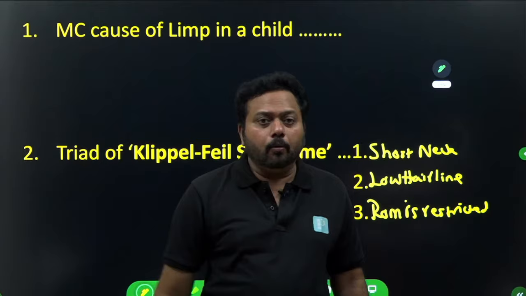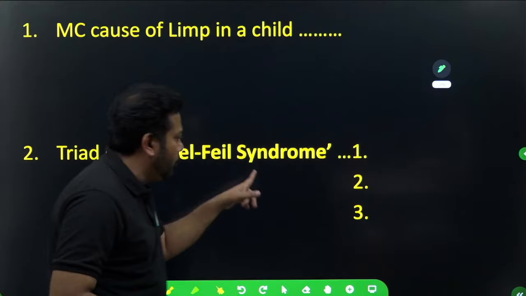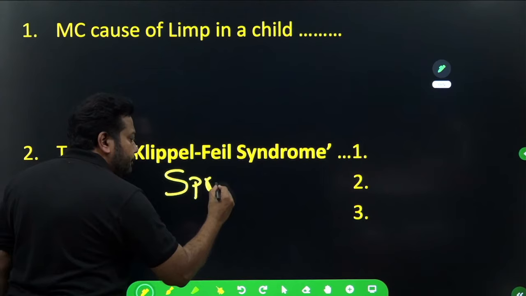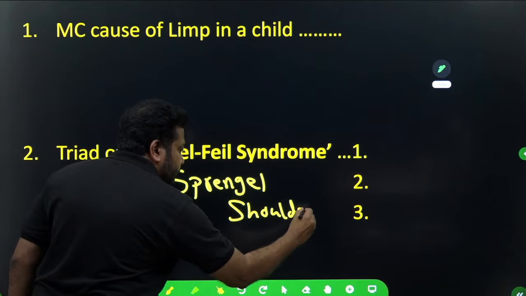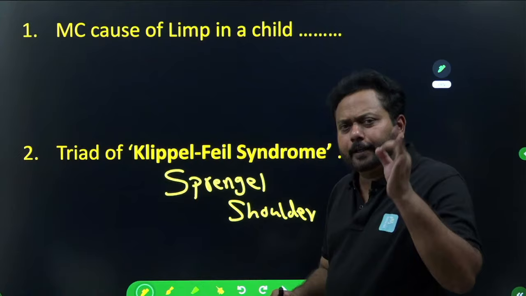And whenever you read Klippel-Feil syndrome, the most common association of Klippel-Feil syndrome is with Sprengel shoulder. So this is the triad of Klippel-Feil syndrome. What is Klippel-Feil? It is a congenitally fused cervical vertebra, right? Good.